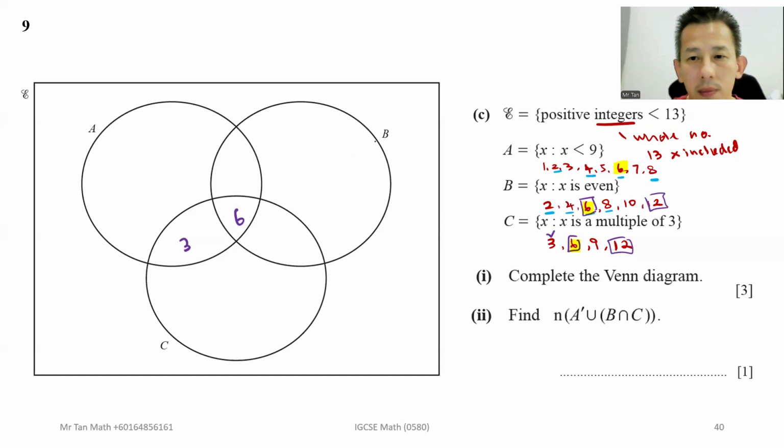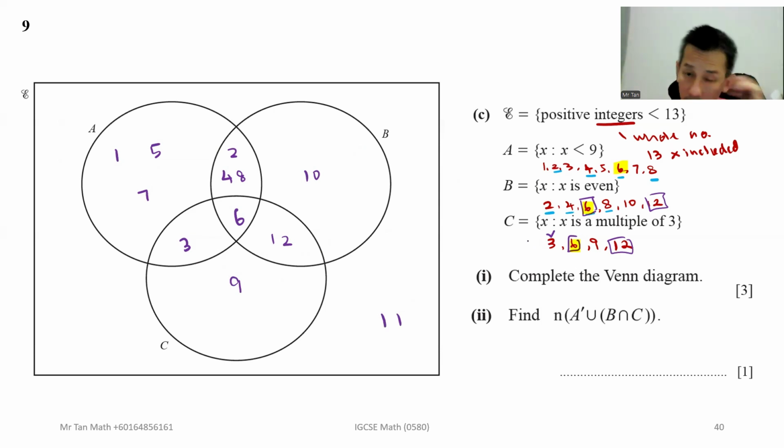3 over here. 6 over here. 2, 4, 8 over here. And you have 12 here. And with 10 here. 1, 5, and 7. So 9 over here. Outside is 11. Okay.